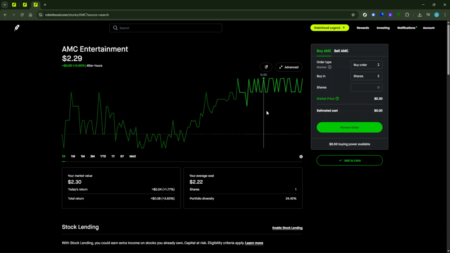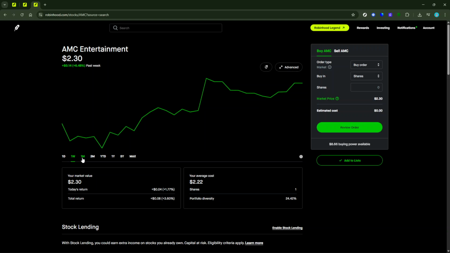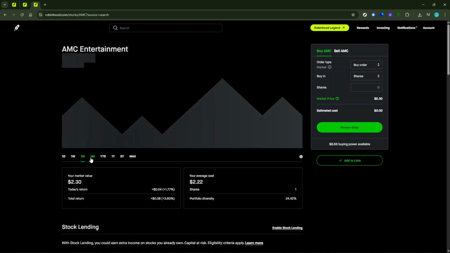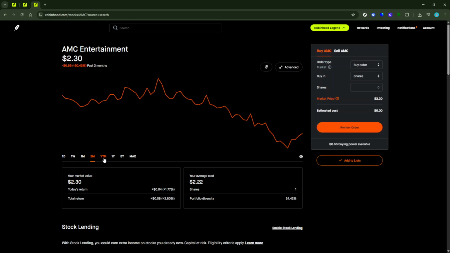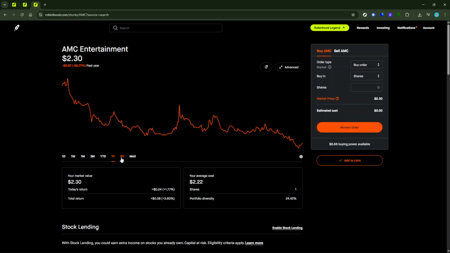To get a closer look at how the stock has been performing over specific periods, use the time range options directly above the chart. These may include intervals like 1D for 1 day, 1W for 1 week, 1M for 1 month, and so on. Clicking different time frames allows you to spot short-term fluctuations or long-term trends depending on your interests. When analyzing the chart, take note of the price movement.